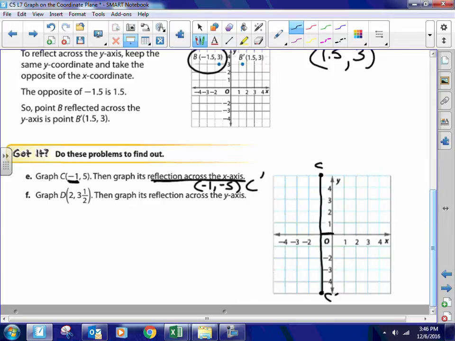All right, D is 2, 3.5. So we go ahead and graph 2, 3.5. I'll go over 2, and then I'll go up to 3.5. All right, and that's our D point.